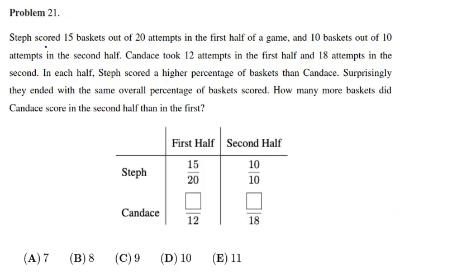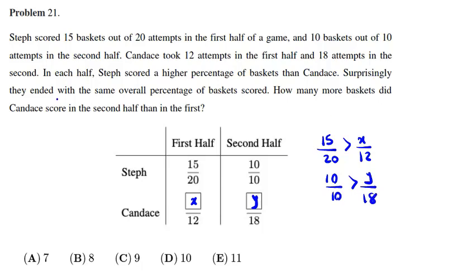Problem 21. Steph scored 15 baskets out of 20 attempts in the first half of a game, and 10 baskets out of 10 attempts in the second half. And Candace took 12 attempts in the first half and 18 attempts in the second half. So let's consider x and y. In each half, Steph scored a higher percentage of baskets than Candace. So 15 over 20 is greater than x over 12, and 10 over 10 is greater than y over 18.